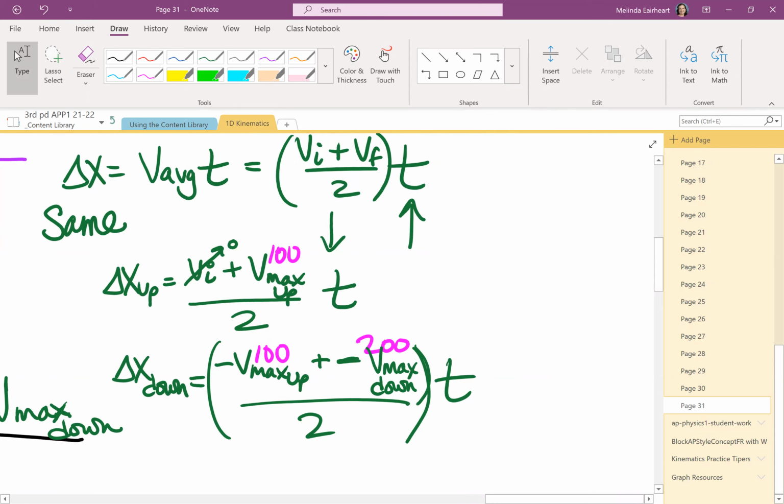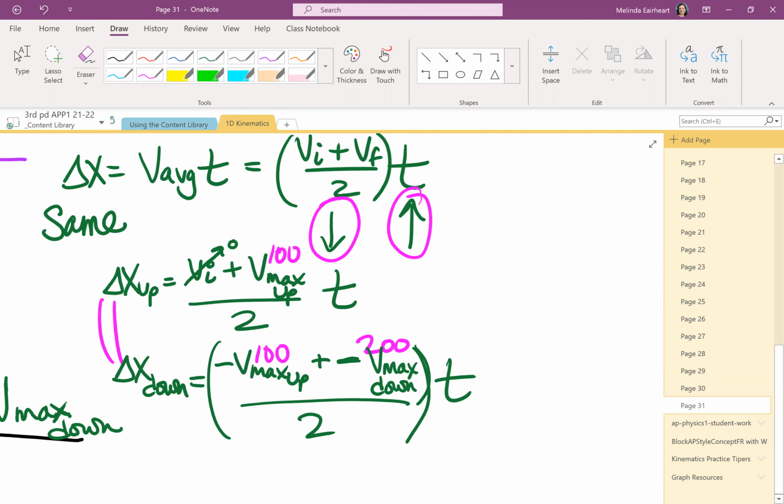100 divided by 2, 50 times some time, right? We know the distances have to be equal for those little chunks. And then I have 300 over 2, that's 150 times time. So the one with the greater time will have the smallest average velocity. Who's got the smallest velocity? Engine or the gravity portion? Engine. And so the engine has a smaller average velocity, so it'll have a greater time.